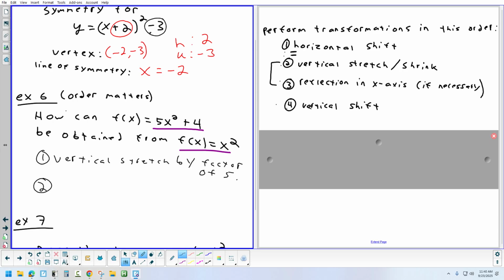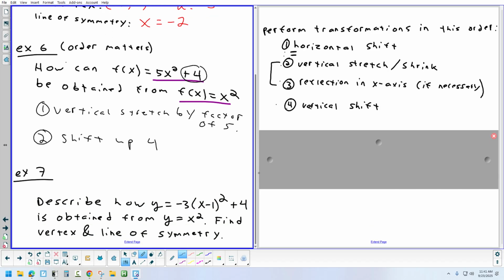What do you think, Mia? Where's our vertical shift? Yep. And how is that going to change how the graph looks? It's going to move it up 4. Yep. So we're going to say shift up 4. Perfect. Okay, and those are how we describe the transformations. Let's try one more of those.